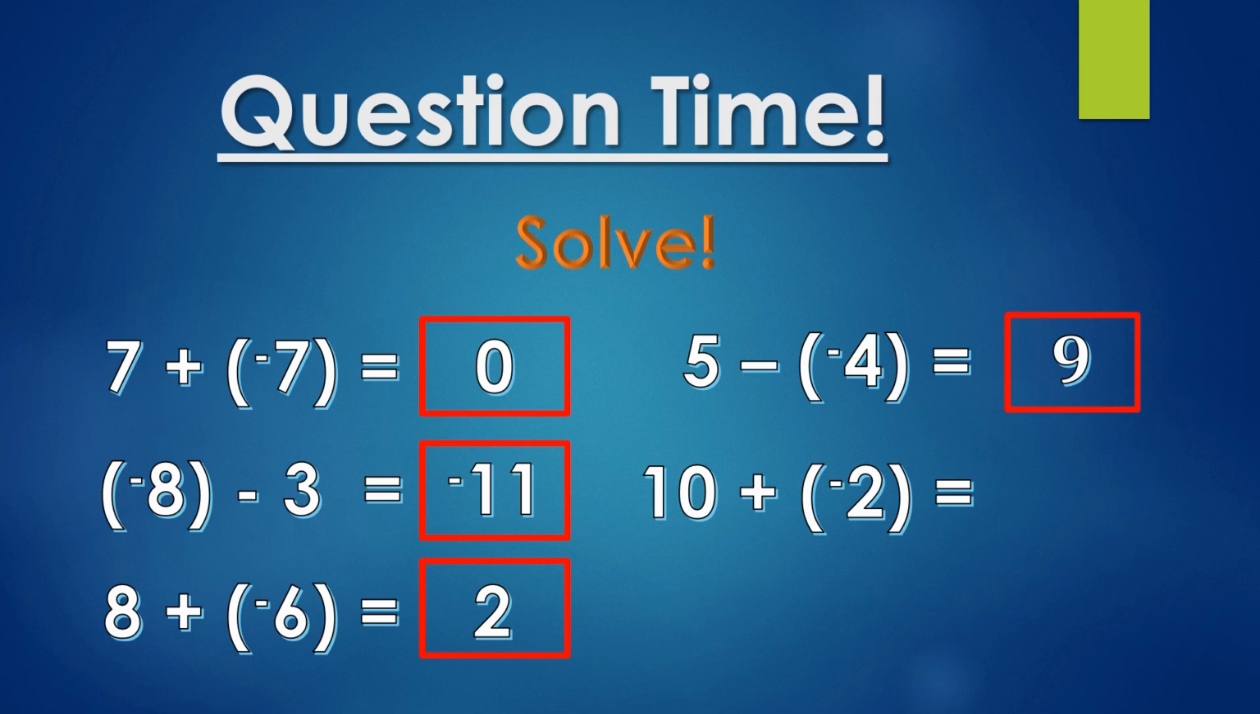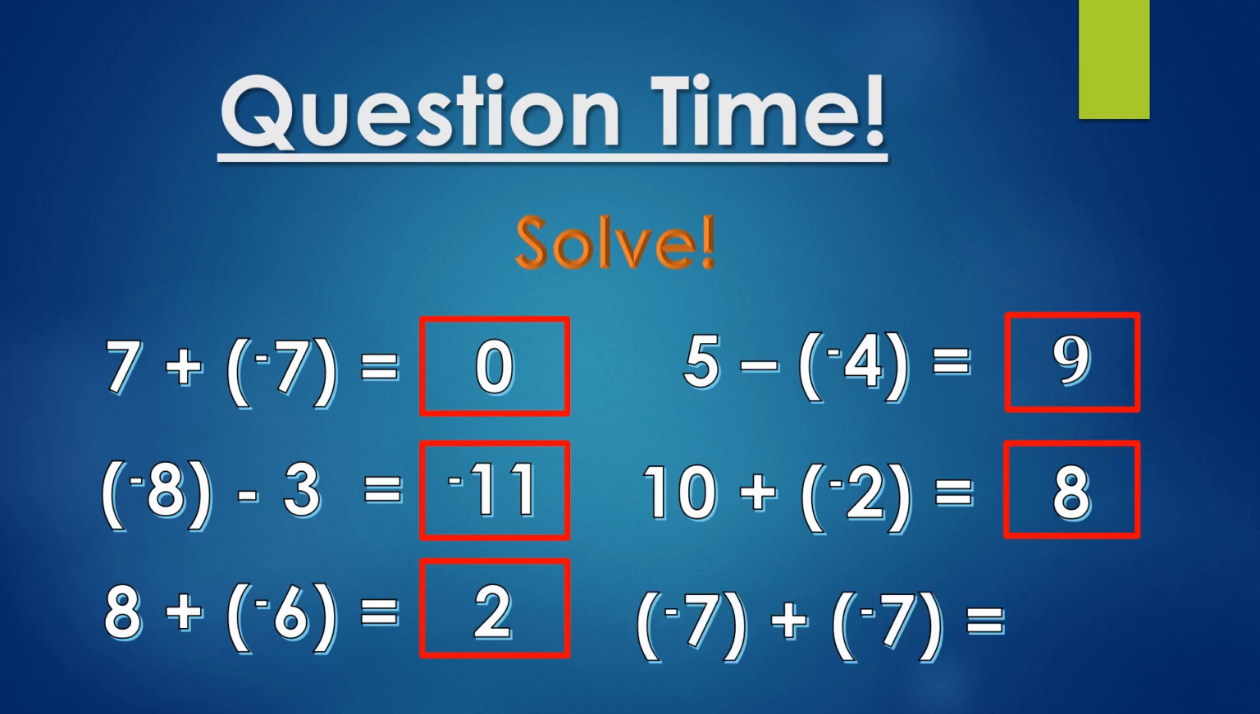Next, 10 plus negative 2. Since we're adding a negative, remember that's just like subtraction, so we could rewrite this as 10 minus 2, which would give us 8. And we have negative 7 plus negative 7. Since we have a negative and we're adding another negative, it's going to get farther from 0, it's going to stay negative, and we add the numbers like normal. Negative 7 plus negative 7 would be negative 14.